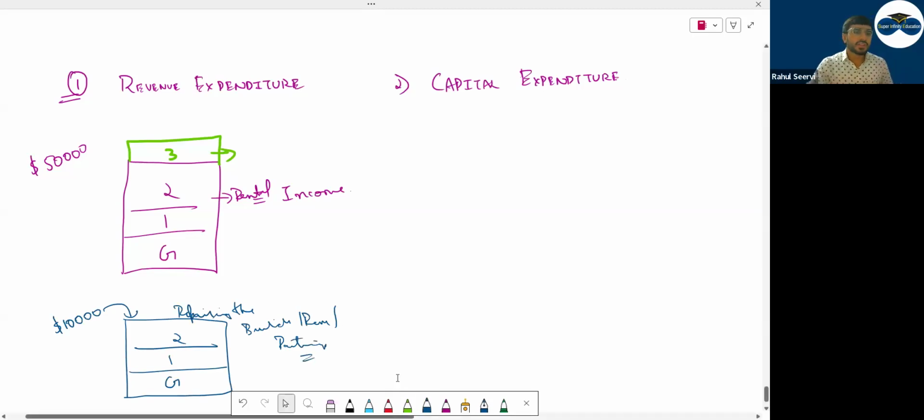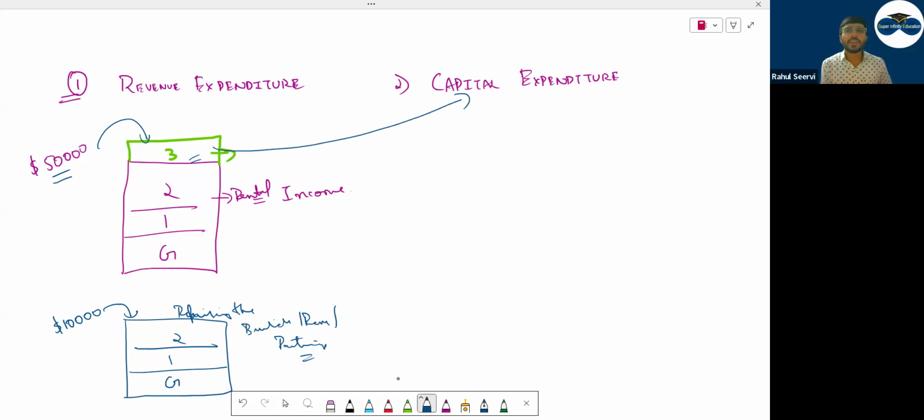Now tell me, this $50,000 which you have incurred further, can I say you are constructing a third floor here? If you construct this third floor, will you have more income or not? More rental income? So this will be of capital nature. Capital expenditure means the expenditure which is done such that the income from the asset will increase, or you will get more benefit.